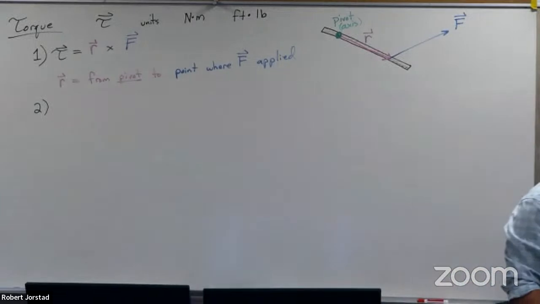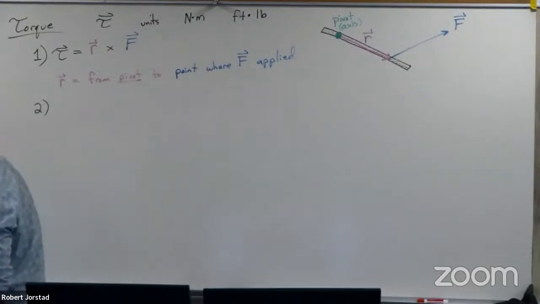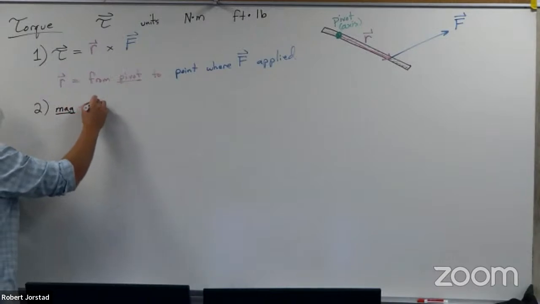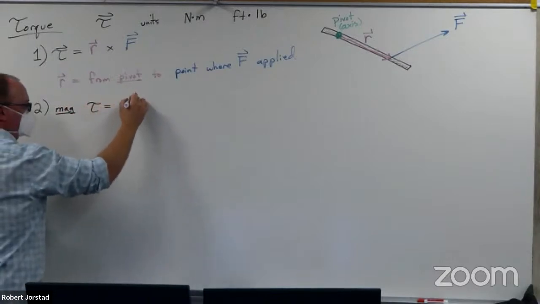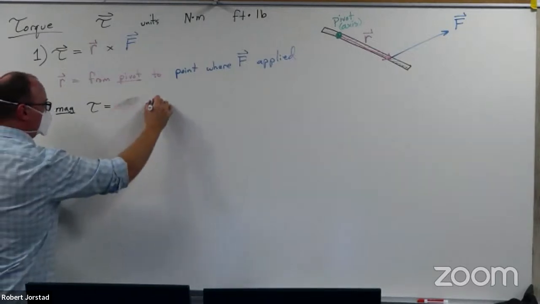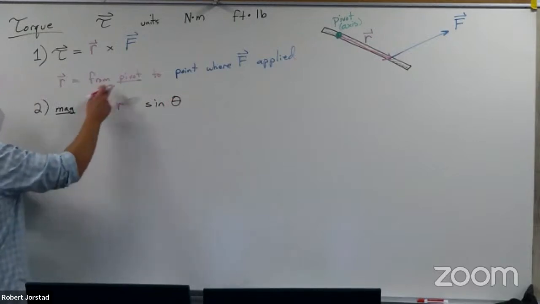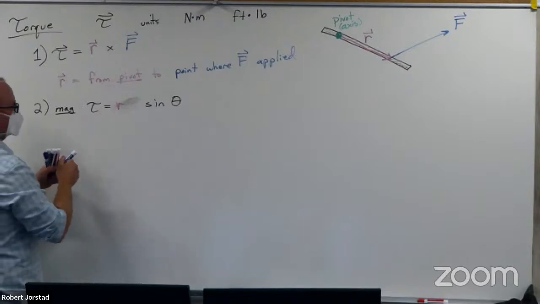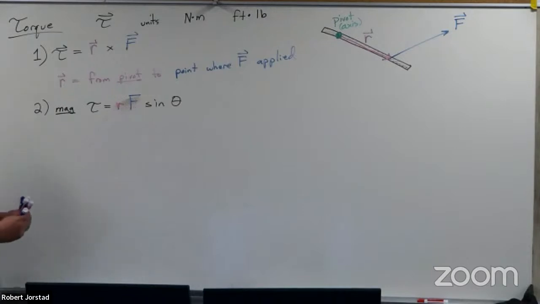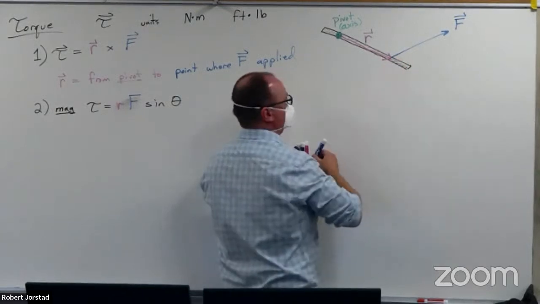Let me try and go in the same order I did here. We could say the magnitude of the torque is R F sine, well, let me color code this. The magnitude from the pivot to where it's applied times the magnitude of the force. So if you know the distance and the applied force, we just need the angle between. Well, in this case, you might be asking, what is the angle between?